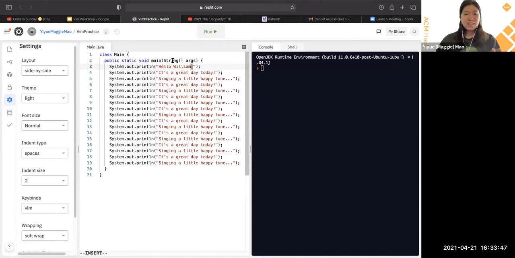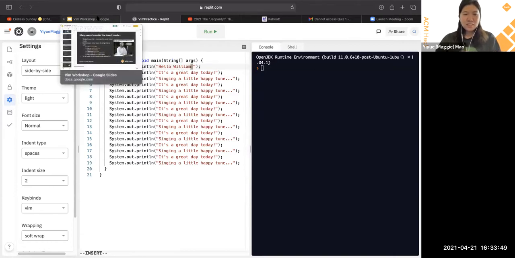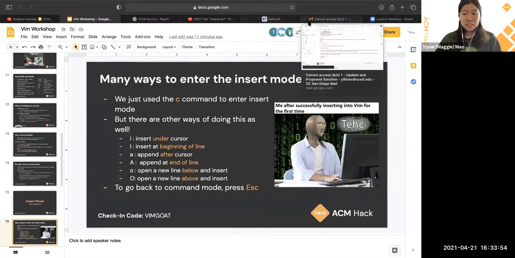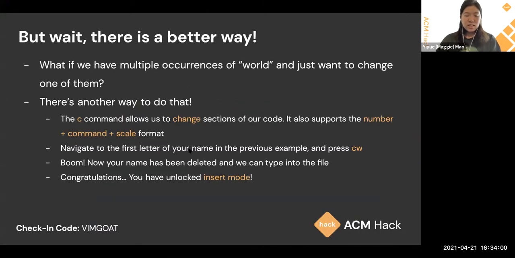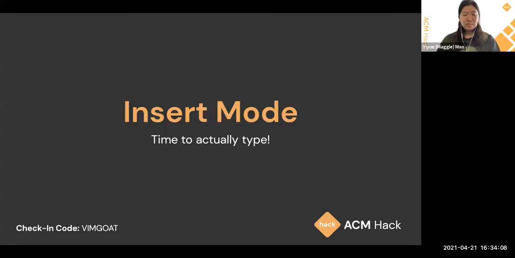So as you can see, the C command just allowed me to type on the document, which is something that we couldn't have done in the command mode previously. And that is actually something that allows us to enter the insert mode, and insert mode is the thing that allows us to type into the actual file. Time to actually type, gamers.